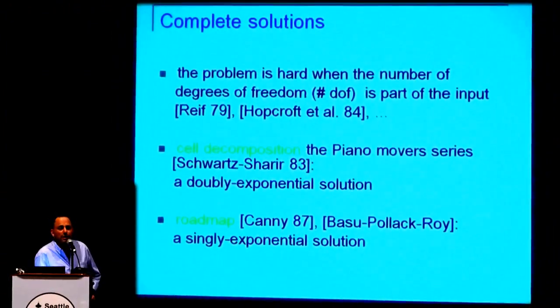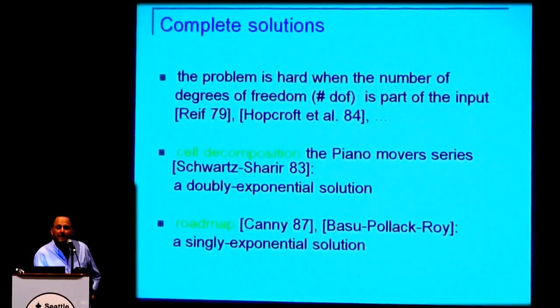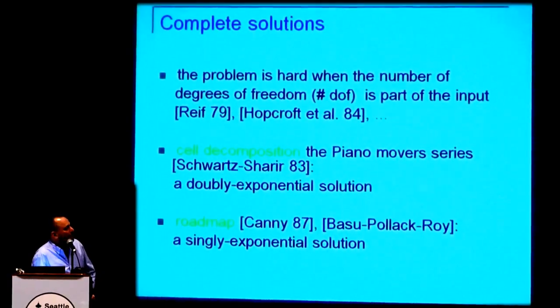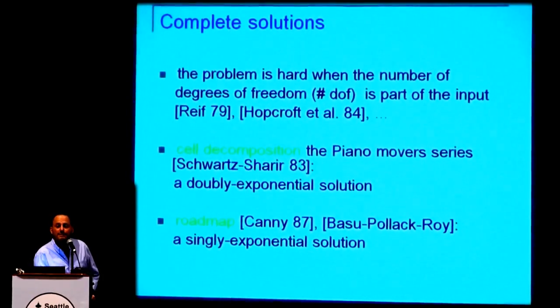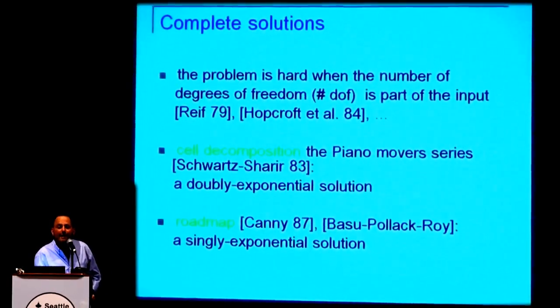And Schwartz and Sharir in their famous piano movers series showed that you can in fact solve any reasonable motion planning problem, but in time that is doubly exponential, meaning that the number of degrees of freedom appears in the exponent of the exponent. Then came John Canny, and he gave a general, complete solution, which is only singly exponential.